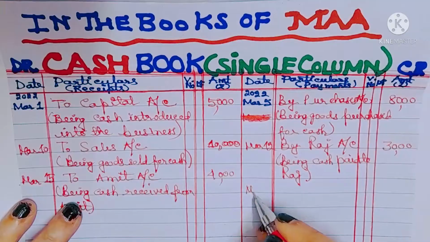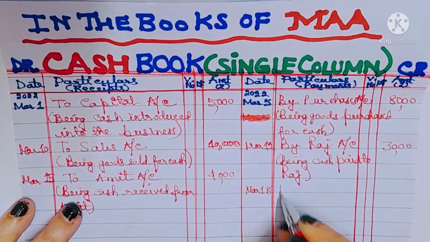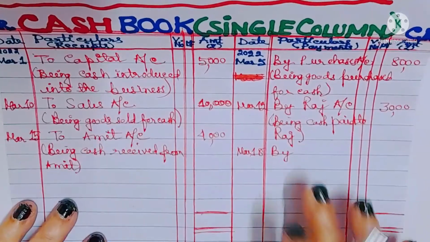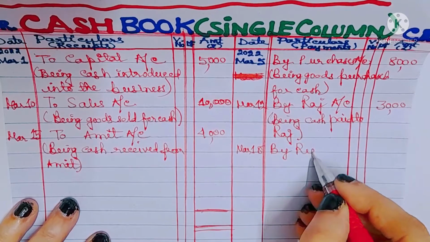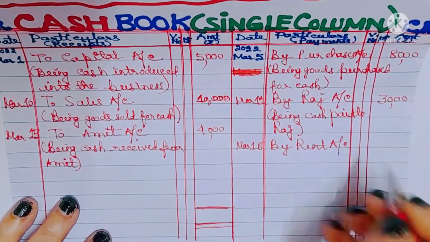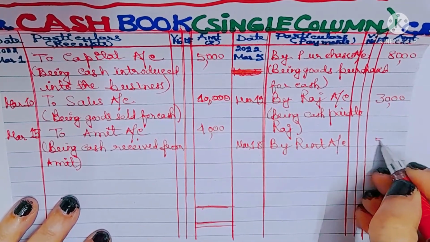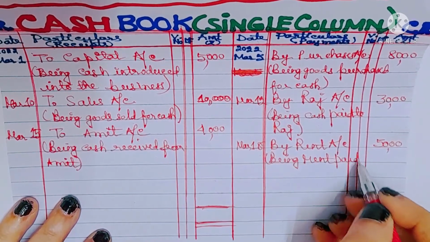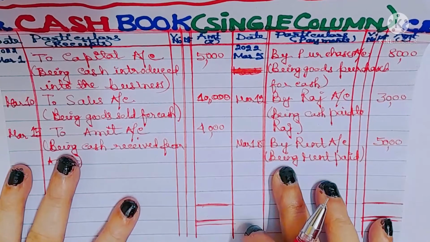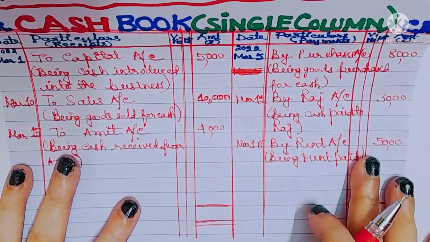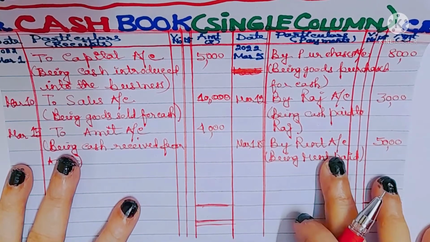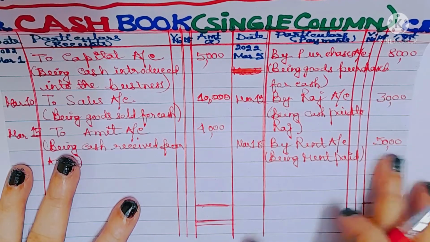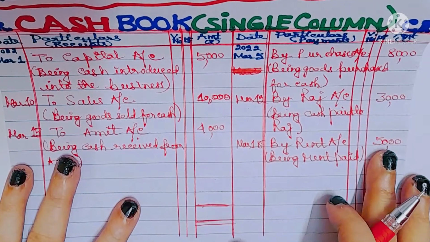So let's write 18th March by rent account. By rent account. How much? 5000. Being rent paid. Okay. Moreover, cash book is a real account. According to real account, what goes out is credit. Here, when rent is paid, cash goes out from the business. So 5000 will be credited.